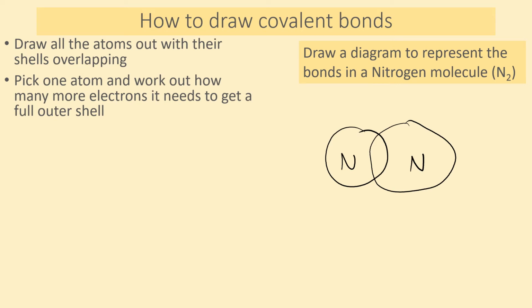Pick one atom and work out how many more electrons it needs to get a full outer shell. So I've got nitrogen here. At the moment it's got 5 electrons. To get a full shell, it needs to have 8. So from 5 to 8, I need 3 more electrons. I need to get 3 more electrons on there. Okay, I reckon I can do this then.